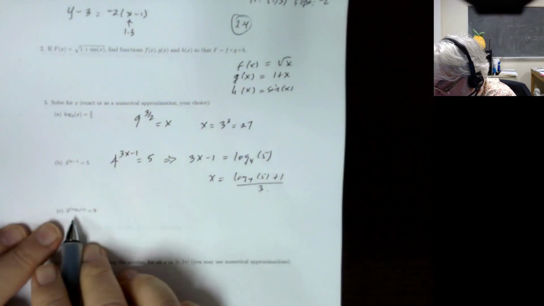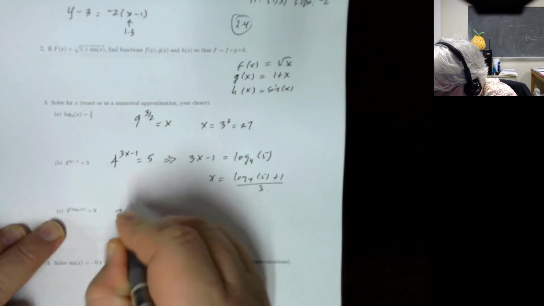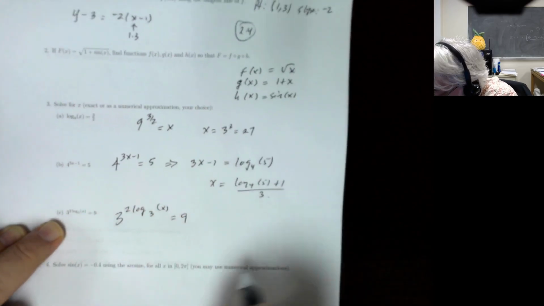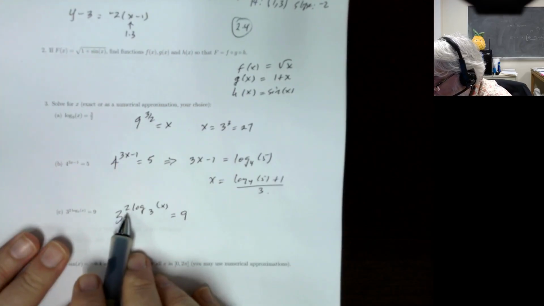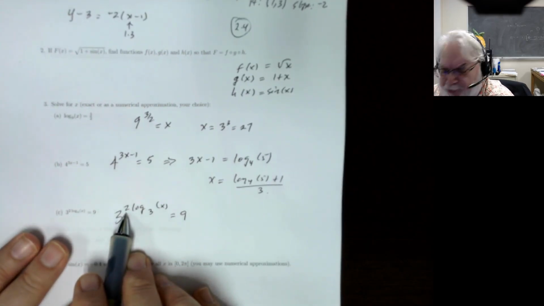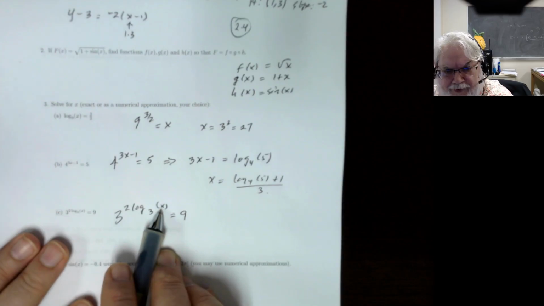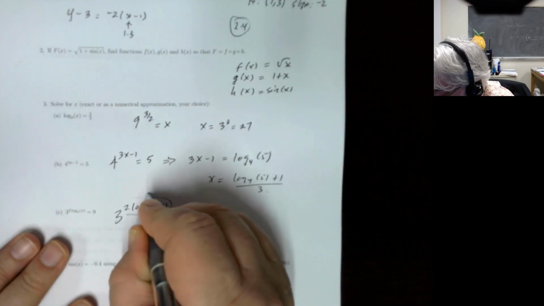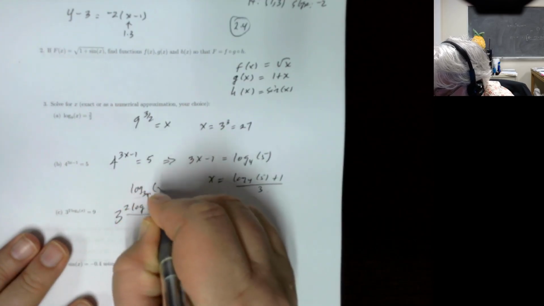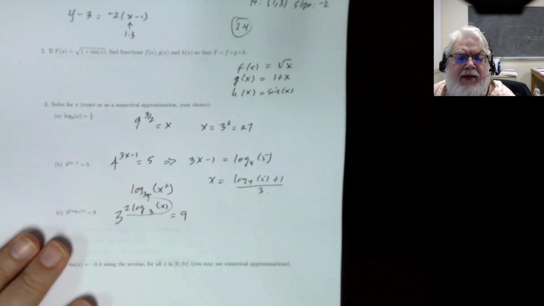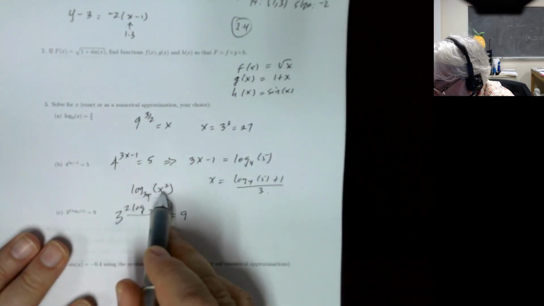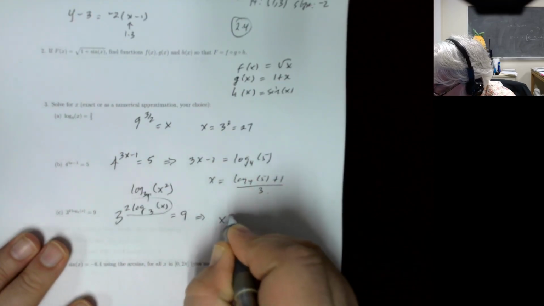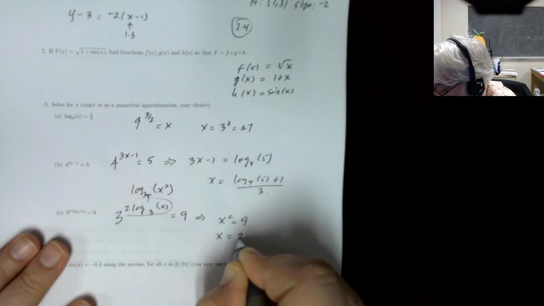Good. And then here we have, I don't know if you can see it, 3 to the 2 log base 3 of x equals 9. And so here we wanted to remember what we can do with that 2. The 2 can go inside the parentheses here. And so in this expression, you can rewrite as log base 3 of x squared. Okay, and now if you have 3 to the log base 3 of x squared, that just simplifies to x squared. And so this says that x squared equals 9, or x equals 3.